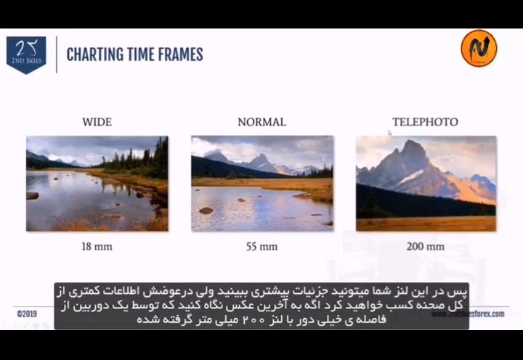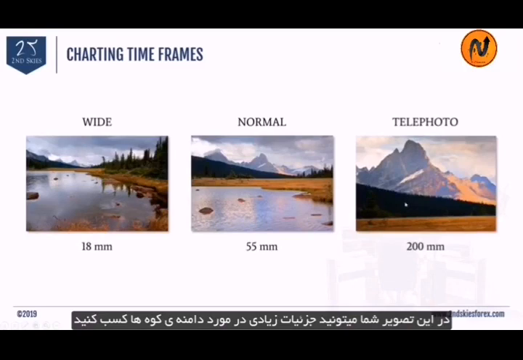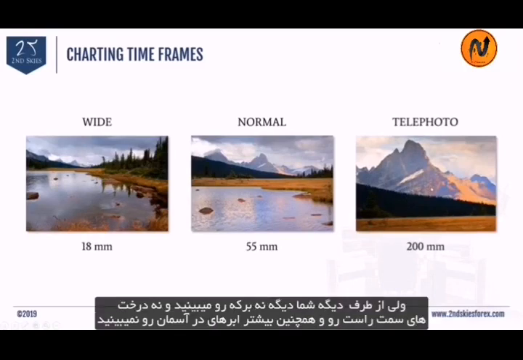Looking at the last picture, which is a telephoto taken with a 200mm lens, here you all of a sudden can see a lot of detail on the mountain range. Right, but you have completely lost view of the lake and of the trees on the right side and of most of the clouds in the sky.